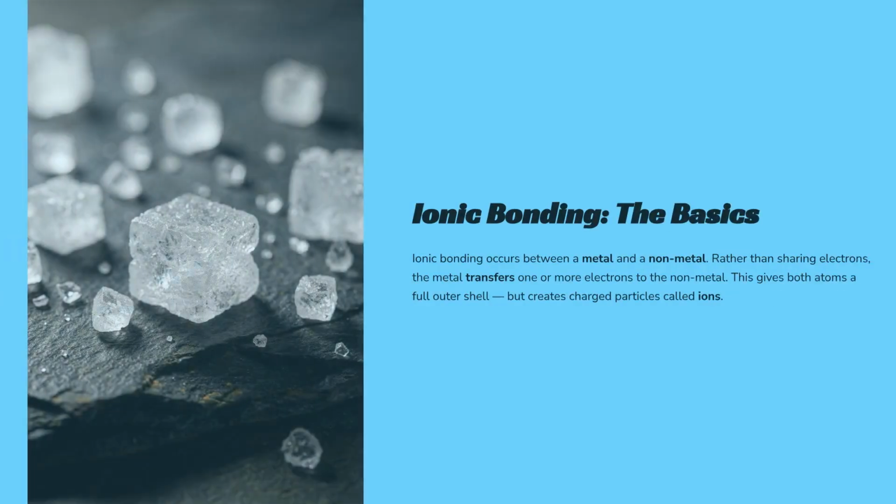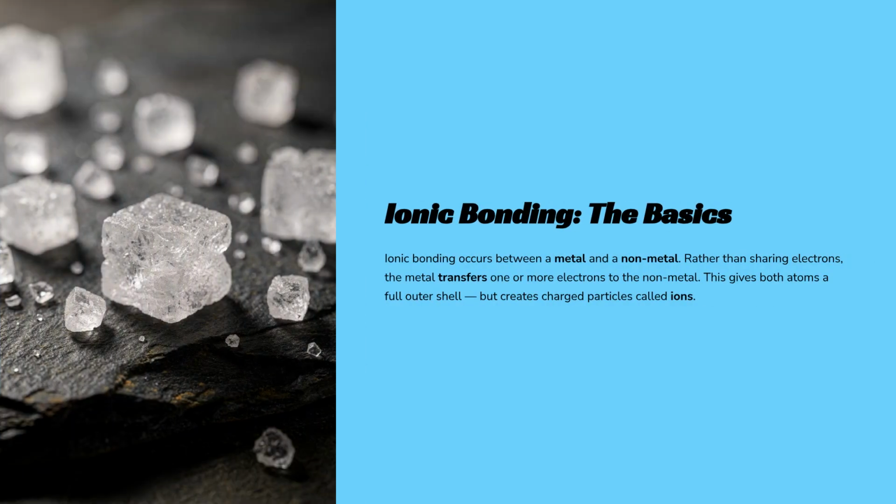Chapter 1 focuses on ionic bonding. This type of bonding helps metals and nonmetals achieve stability through electron transfer. Ionic bonding occurs between a metal and a nonmetal. The metal transfers electrons to the nonmetal. This gives both a full outer shell, but creates charged particles called ions.